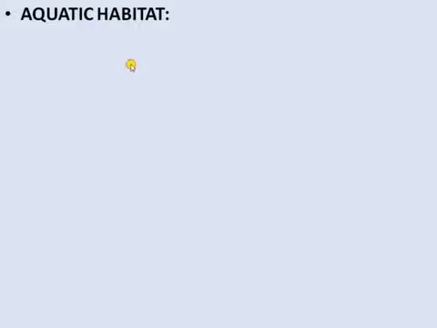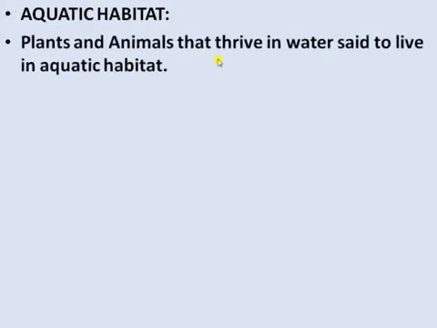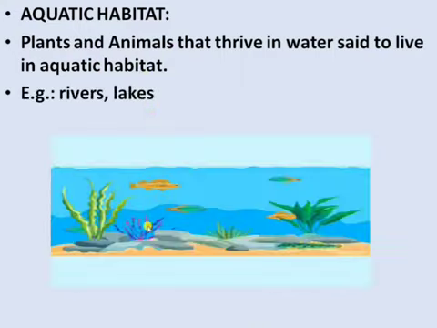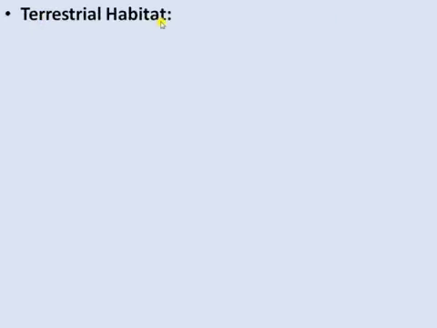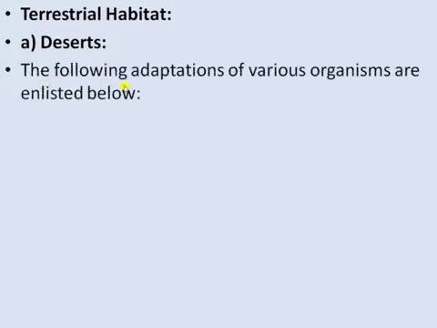Next is the aquatic habitat. The plants and animals that thrive in water are said to live in the aquatic habitat. For example, rivers and lakes are aquatic habitats. Next is about the terrestrial habitat in deserts. The following adaptations of various organisms are listed below.